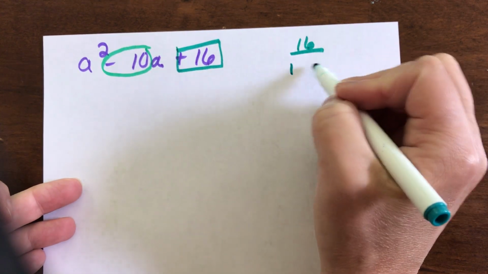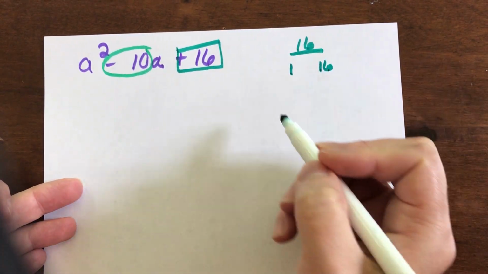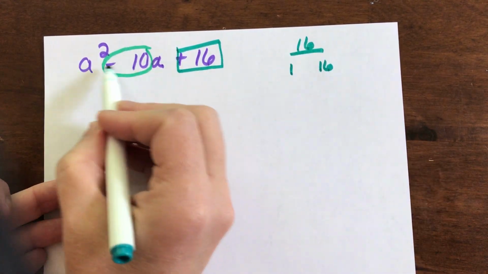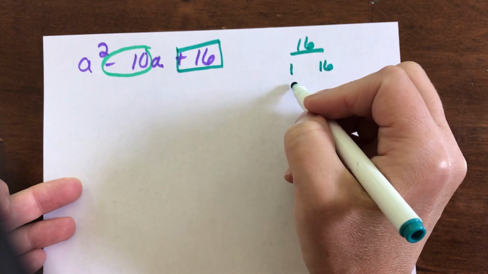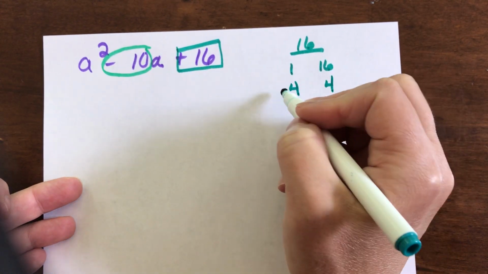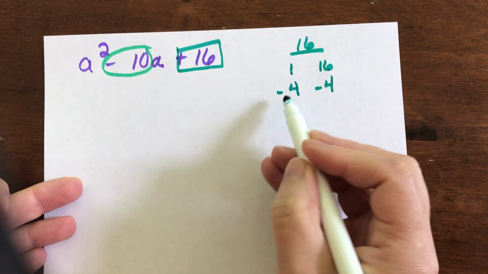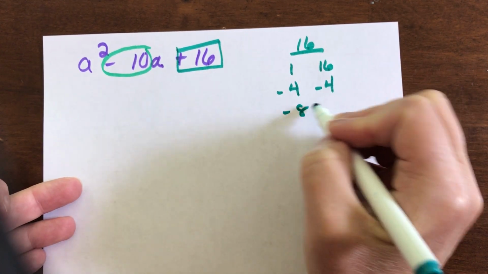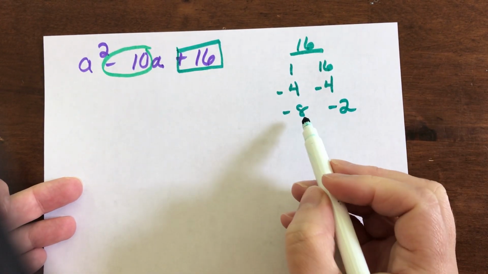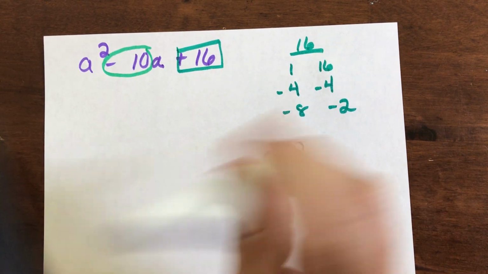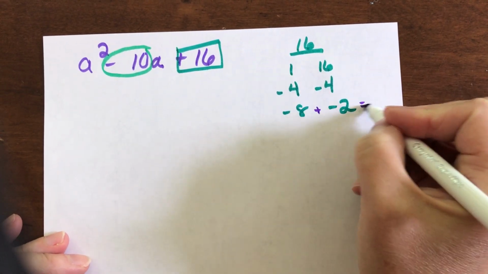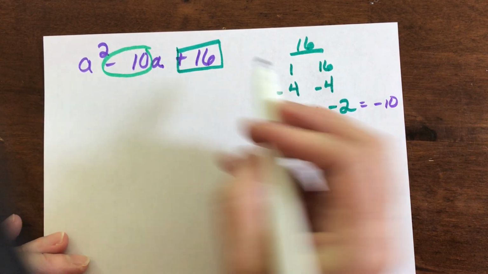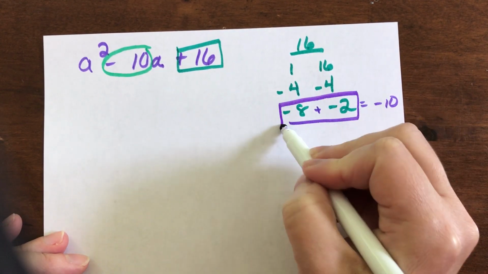Are our factors going to be positive? No, because if I add 1 and 16, that would give me a positive 17, but I'm looking for something negative. So let's see, we have 4 and 4, so they would both have to be negative. Well, negative 4 plus negative 4 is not negative 10. We have negative 8 and negative 2. Well, that'll work, okay? Negative 8 plus negative 2 equals negative 10, and that's what our magic middle number is, negative 10. So I'm going to use these two terms right here.